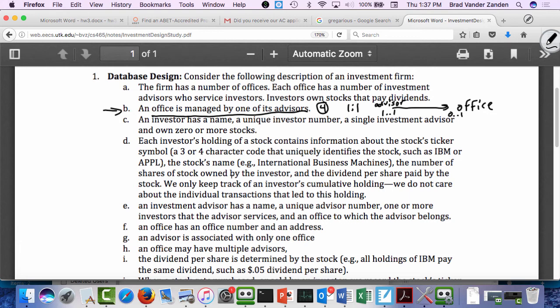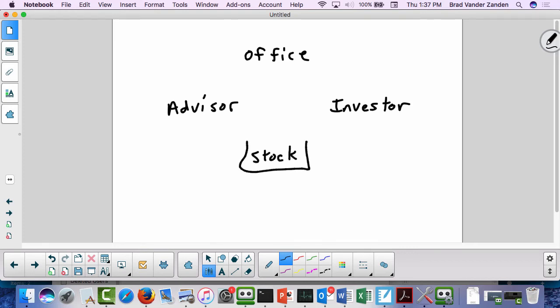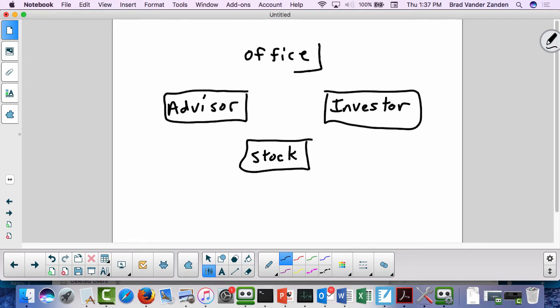Okay? So at this point, I could even be tentatively putting together my ER diagram. Perhaps I should do that. So I identified four entities. I identified office. I identified advisor. I identified investor. And I identified stock.